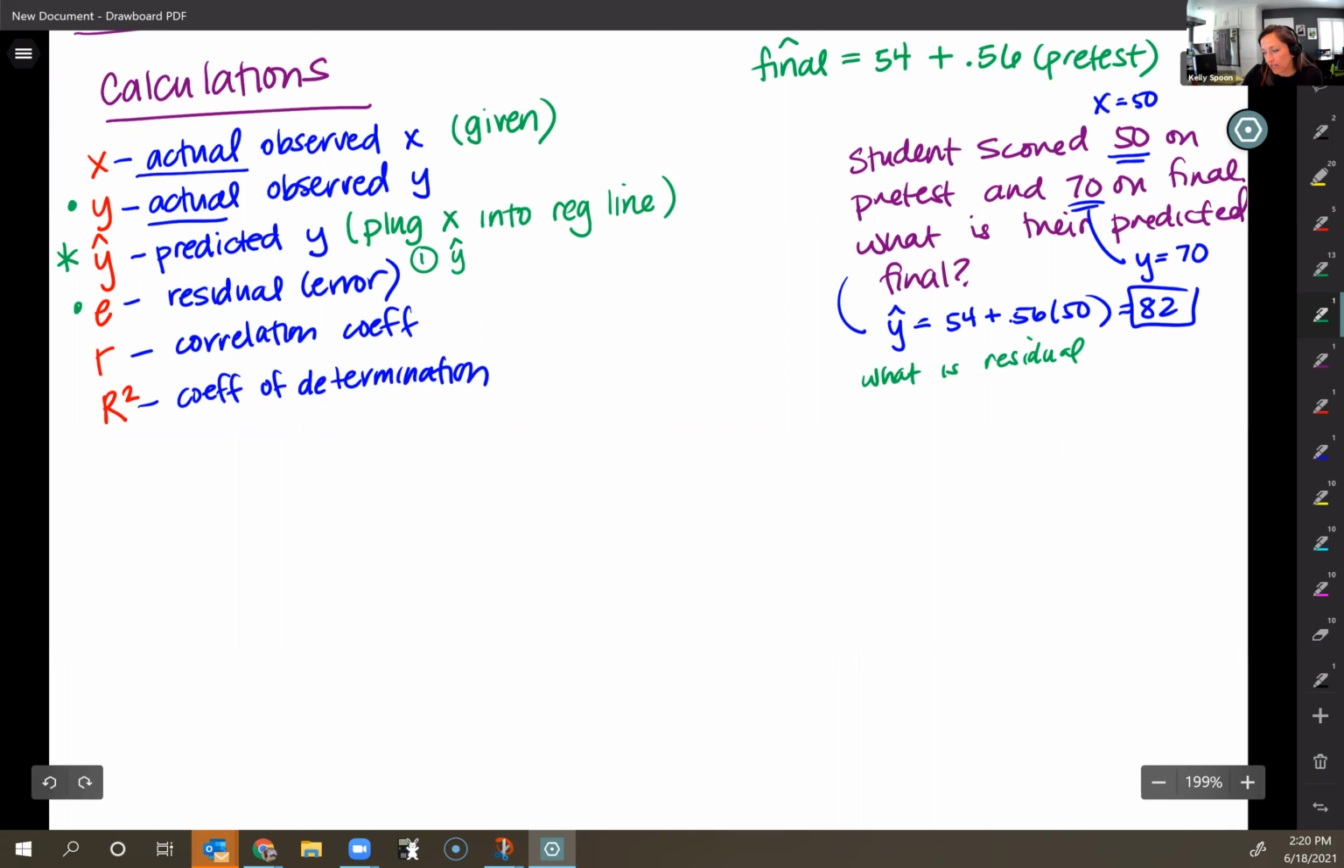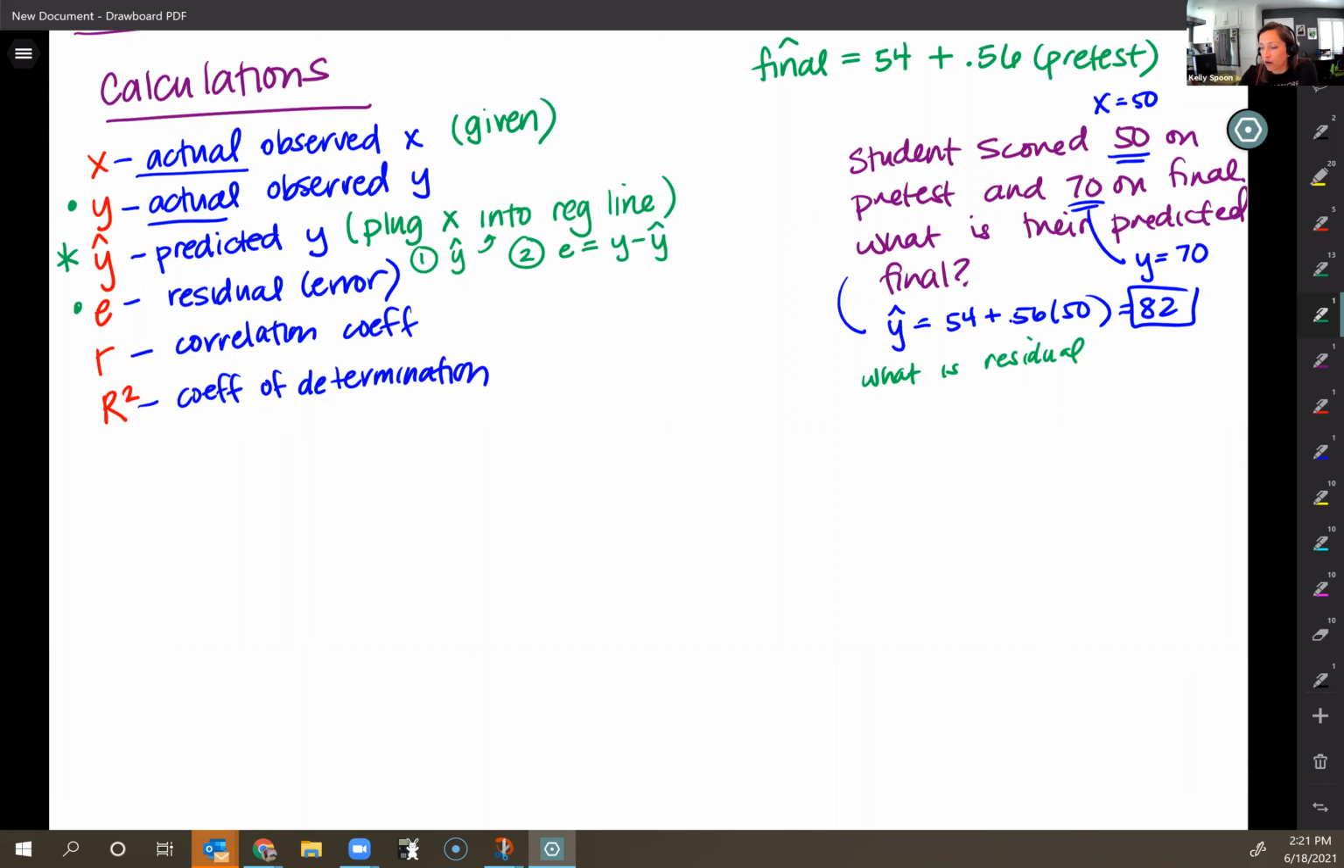So it is a two-step question. Step one is to find Y hat by plugging X into the regression line. Step two is to use our residual formula. Our residual is Y minus Y hat. It's the actual minus the predicted. That's it.